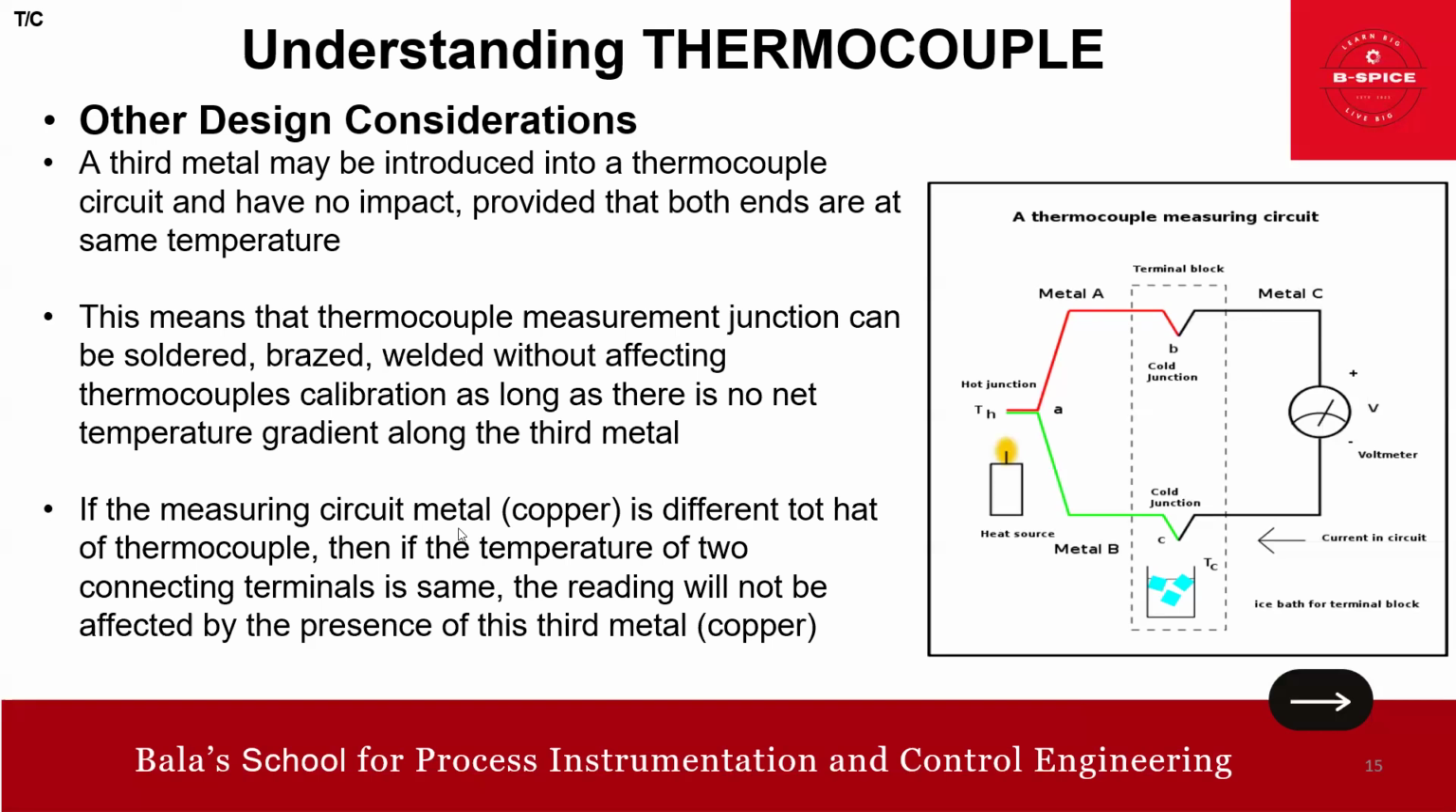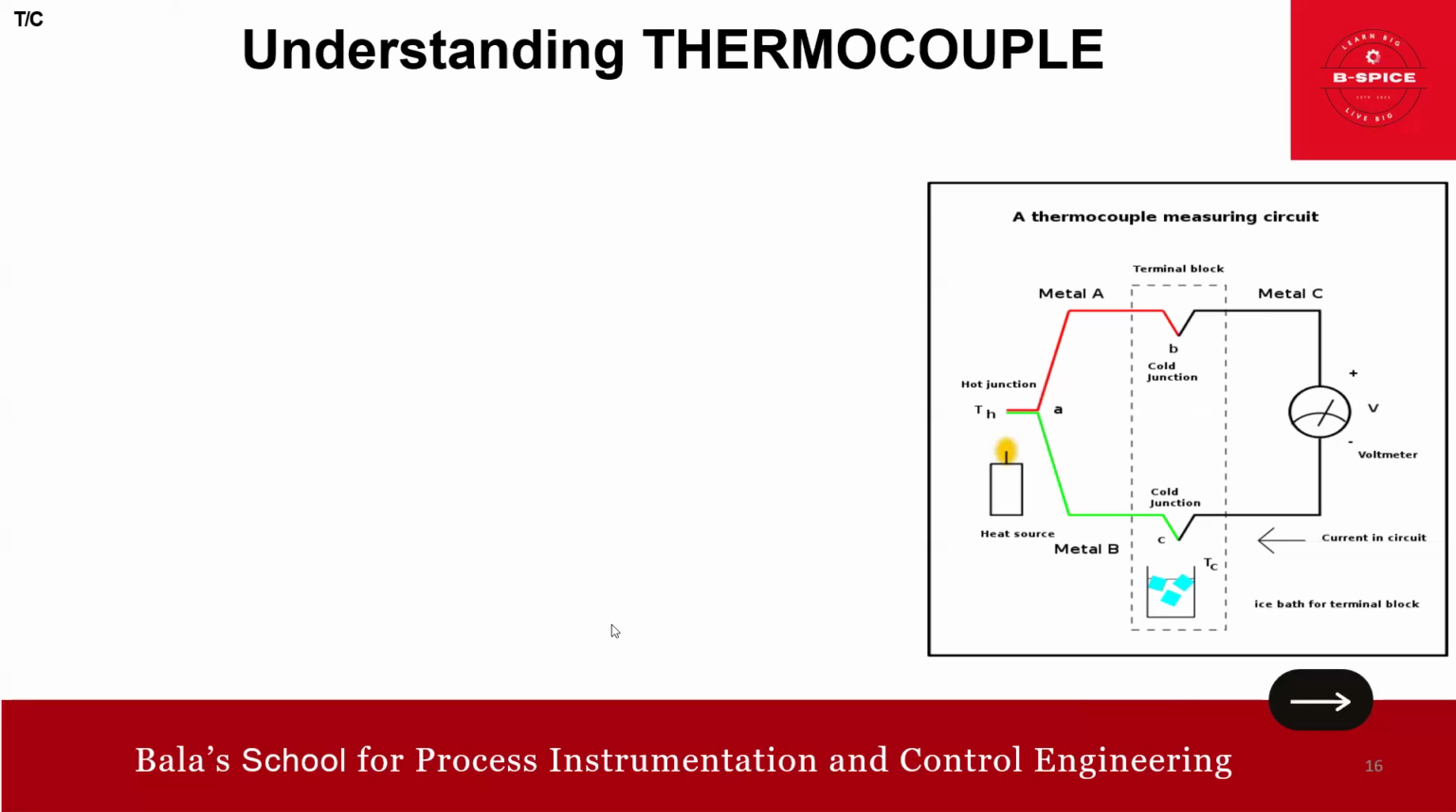If the measuring circuit metal, this is copper, is different to that of the thermocouple, metal A and metal B, and if the temperature of the two connecting terminals is the same, the reading will be affected by the presence of the third metal. Okay. So now we have to see why.